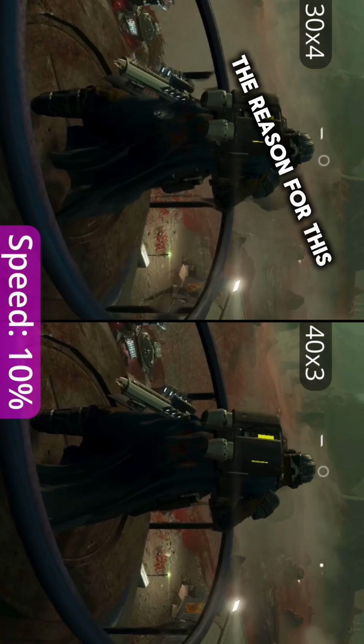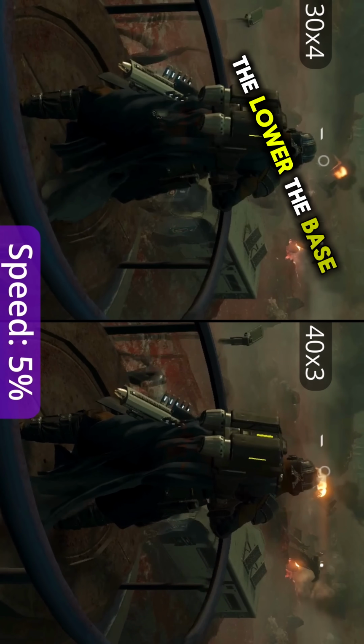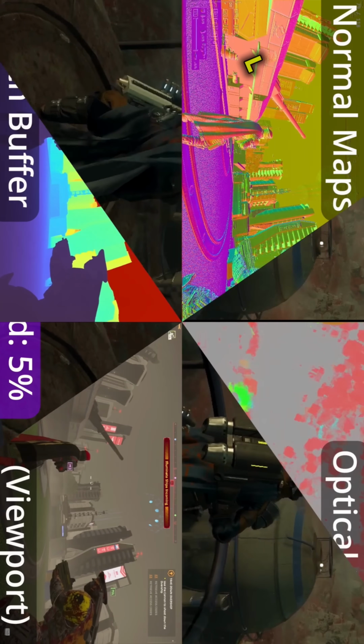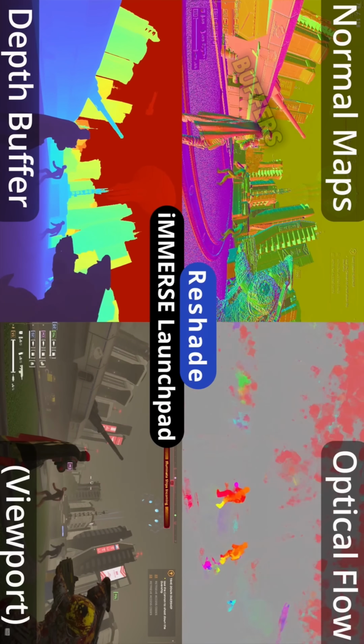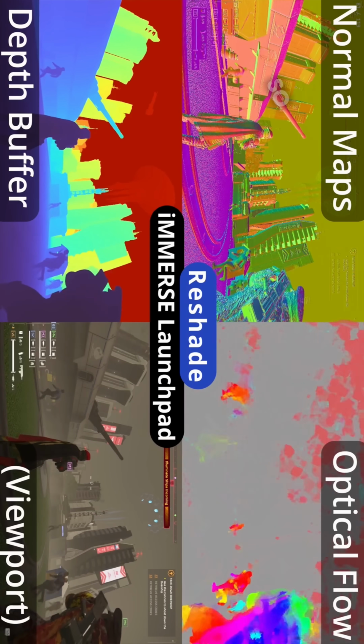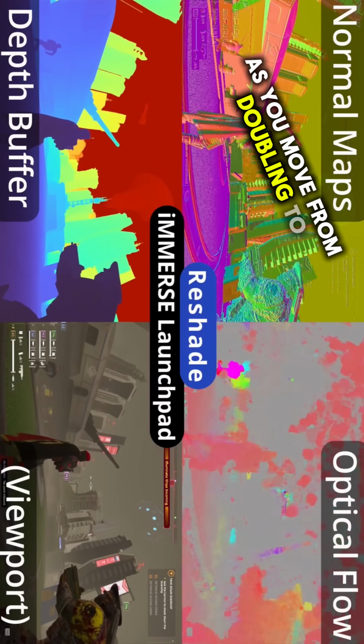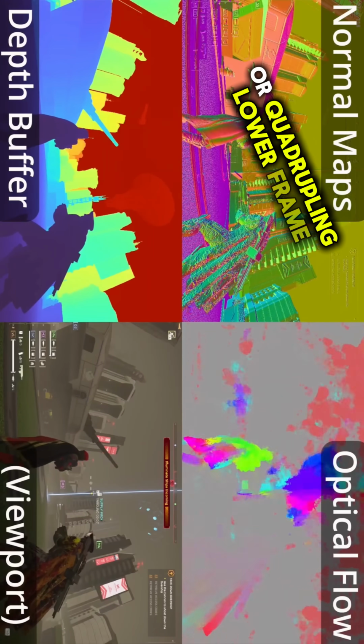The reason for this is simple. The lower the base frame rate, the more motion there is between each frame. Lossless Scaling doesn't have access to depth buffers or motion vectors, so this makes frame generation increasingly difficult and artifact-prone as you move from doubling to tripling or quadrupling lower frame rates.